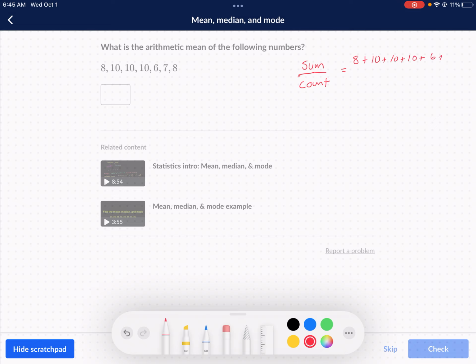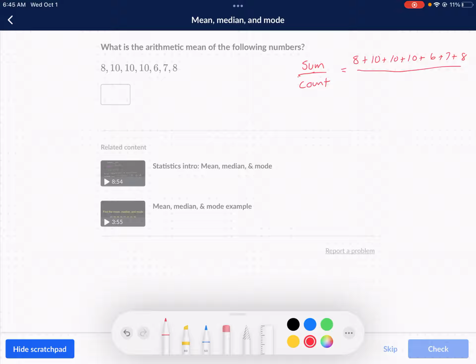Plus 6 plus 7, divided by the count, which is 1, 2, 3, 4, 5, 6, and then 7. So it's divided by 7 because there's 7 data points. The count is just the total number of data points.